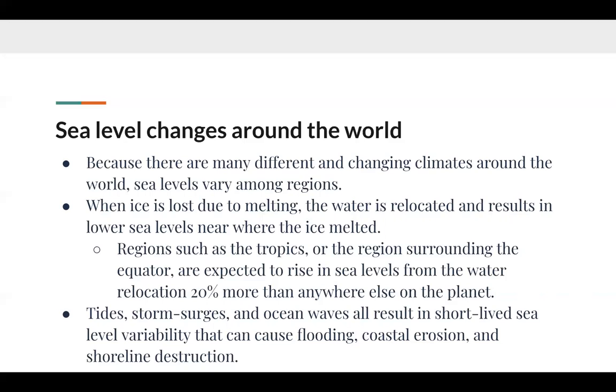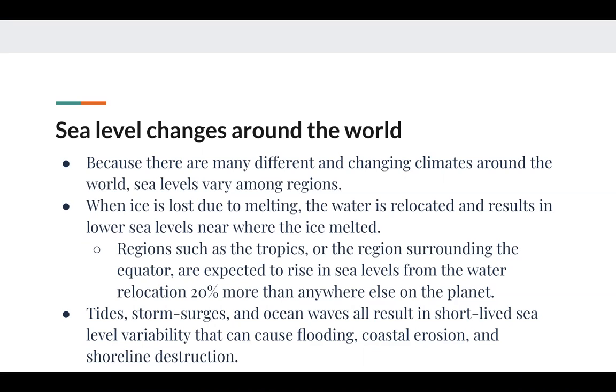So for example, if you take a look at around the ice caps and up in the northern areas of the earth, where the ice is melting, the sea levels might be lower down there, but it's because the water is being dispersed and relocated down to around where the equator is. And so it's seen that regions in the tropics and around the equator, like El Salvador and Colombia, traditionally are going to have a 20% higher sea level because the water from the melting ice caps is being displaced to there.